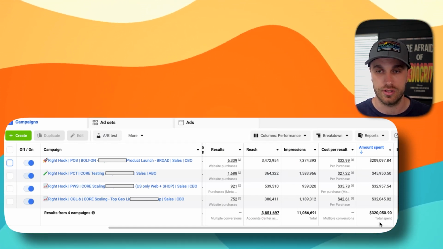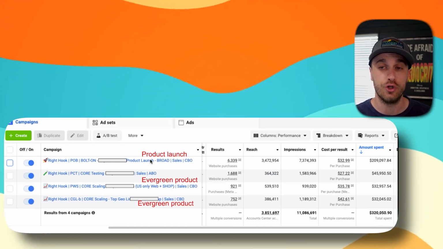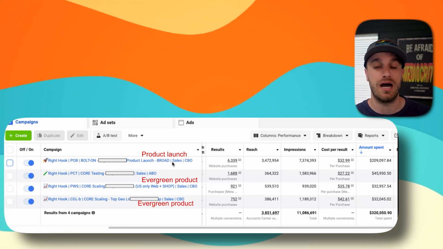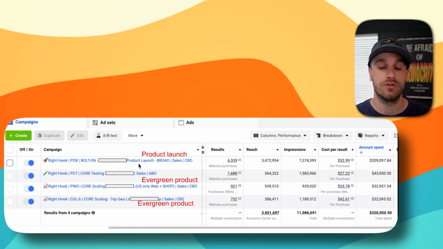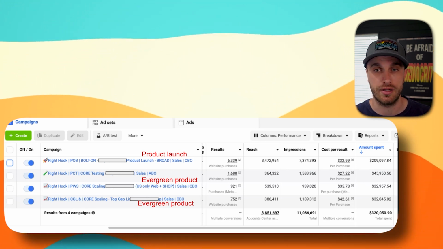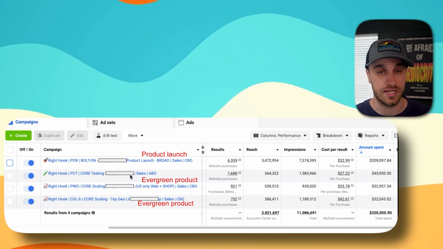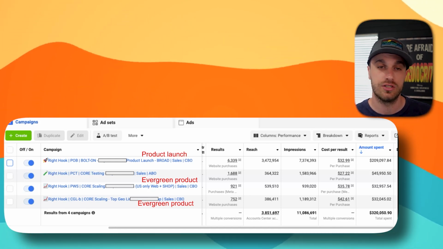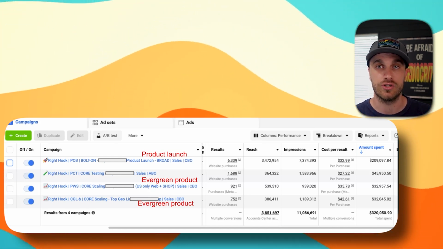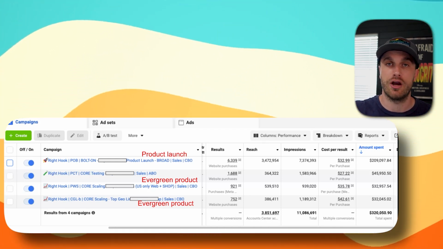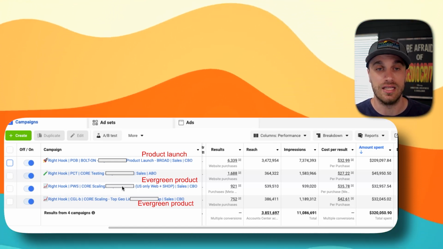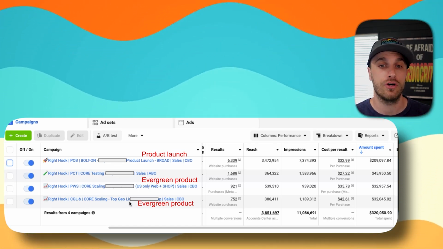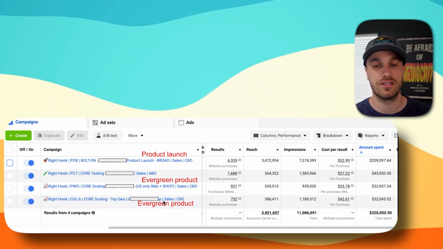So let's walk through this account. So this account, we had a new product launch. Now this product launch went so well, they went and they bought more inventory. And so we have a bolt-on campaign just for that new product line, and that's it. Then we have the core testing campaign. So this is for our evergreen, just constantly testing new ads. So inside of that campaign, we just have ad sets, just doing our batch tests. That's it. And then we have another campaign, a core scaling campaign on another evergreen product. And then we have a third core scaling campaign on a third evergreen product.